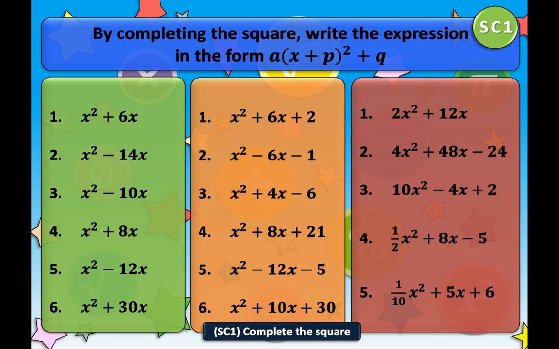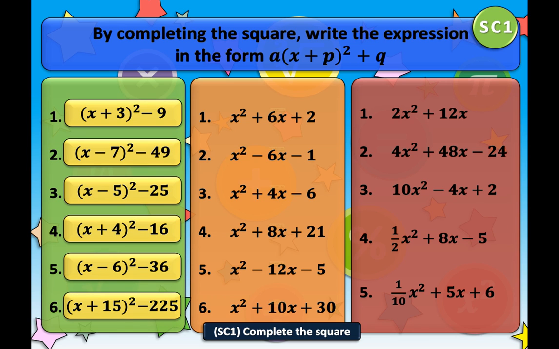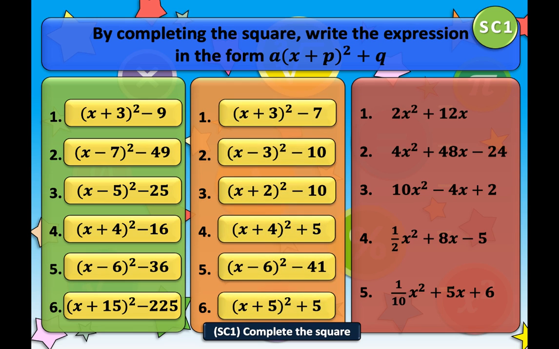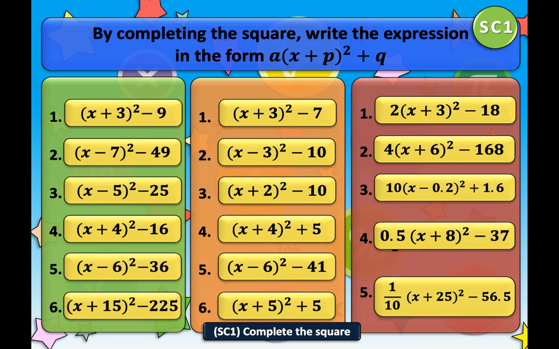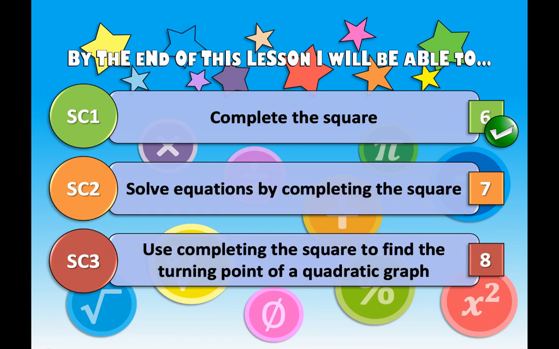Here are your answers. So there's your green answers, there's your amber answers, and there's your red answers. And now we've completed success criteria 1. Now we're going to move on to success criteria 2, which is to solve equations by completing the square.